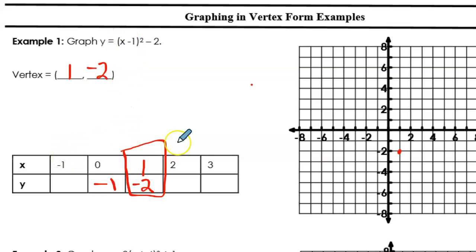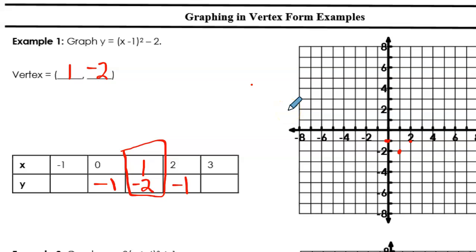Let's calculate this point over here so we can see how it's symmetrical. Let's put a 2 in and see what our y value is. 2 minus 1 is 1. 1 times 1 is 1 again. And 1 minus 2 is negative 1. See how that works? Let's plot these 2 points. 0, negative 1 would be right here. And 2, negative 1 would be right here.